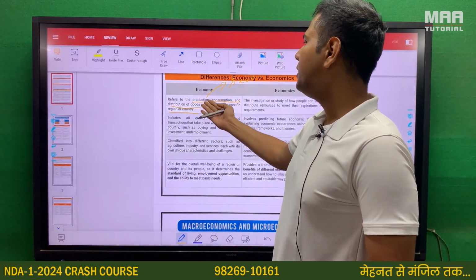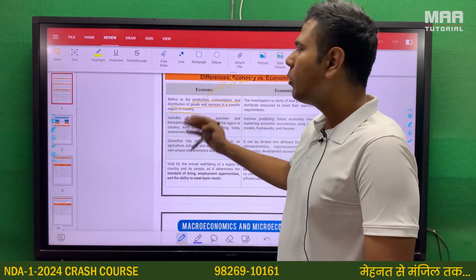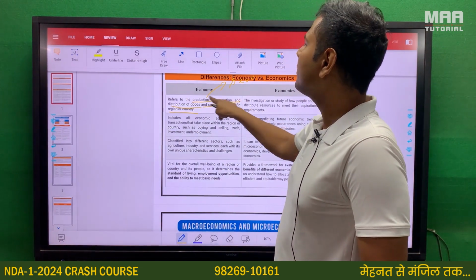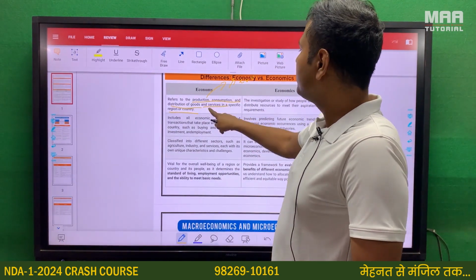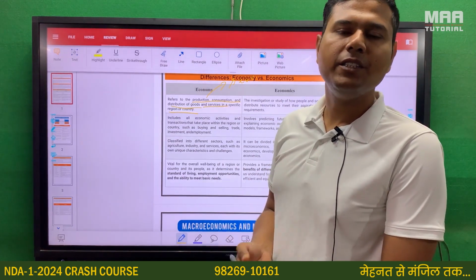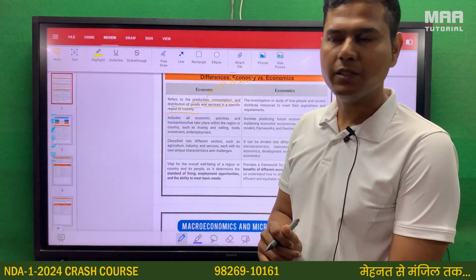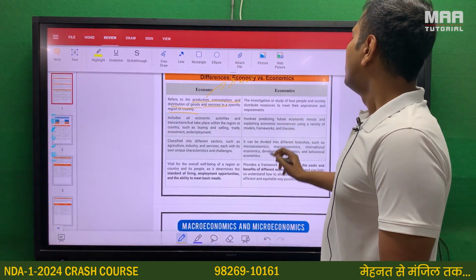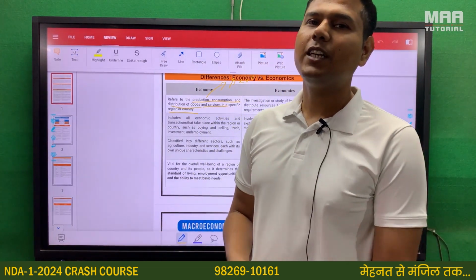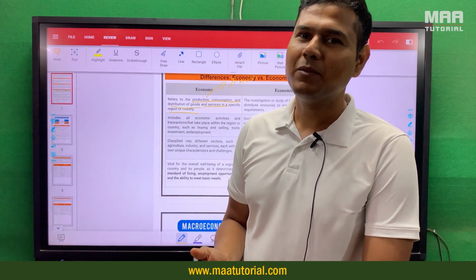What does the region or country produce? What do they consume? What are they distributing? Obviously, all these three things are interrelated. So goods and services produced, consumed, and distributed in a region define the economy of the region. Right? When we talk about economics, see, right now we are studying economics, not economy.